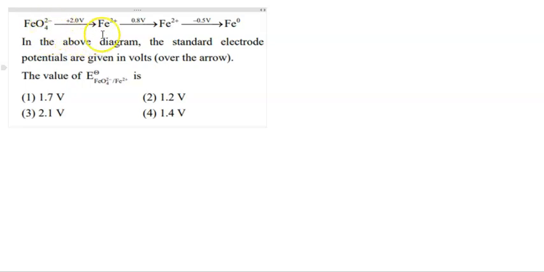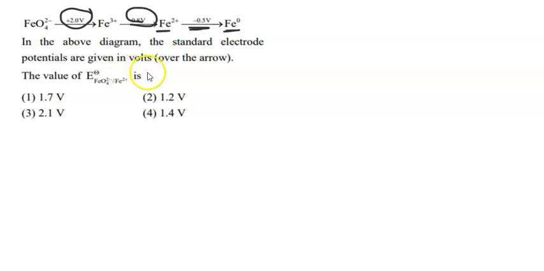FeO4 2 minus gives rise to Fe3 plus with an electrode potential of 2 volts. Fe3 plus will give 0.8 volts to give Fe2 plus. Fe2 plus becomes Fe by minus 0.5 volts. In the above diagram, the standard electrode potentials in volts are given. I have to find the value for FeO4 2 minus to Fe2 plus.